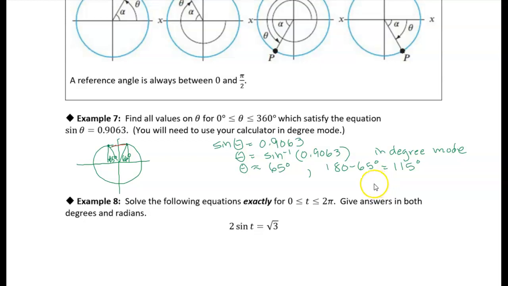Okay. And if I look at my unit circle, are there any others? Well, there are other angles whose sine has a magnitude of 0.9063, but they would be negative. Anything down here in the third or the fourth quadrant has a negative sine value. But we have a positive value. So those are all of the angles between 0 and 360 degrees that have a sine of 0.9063. So those are my two answers, 65 degrees and 115 degrees. All right, I'll meet you in the next video for the next example.